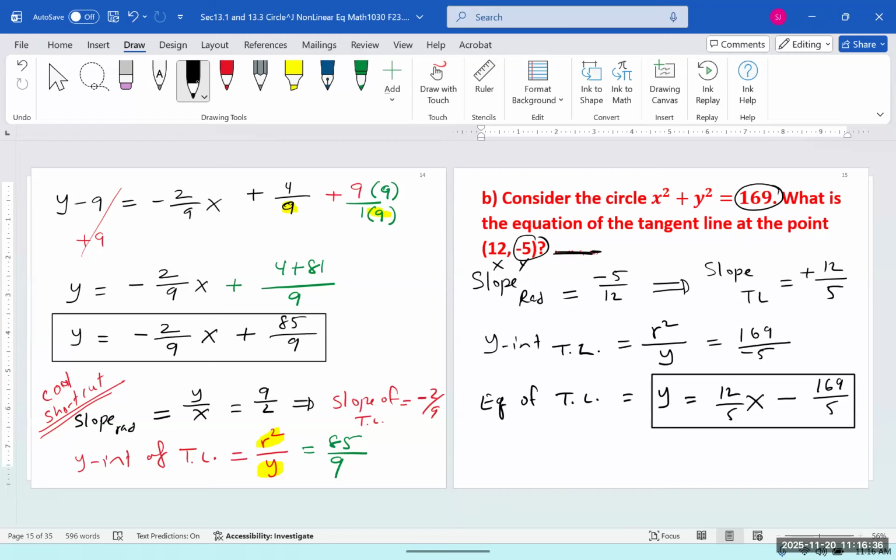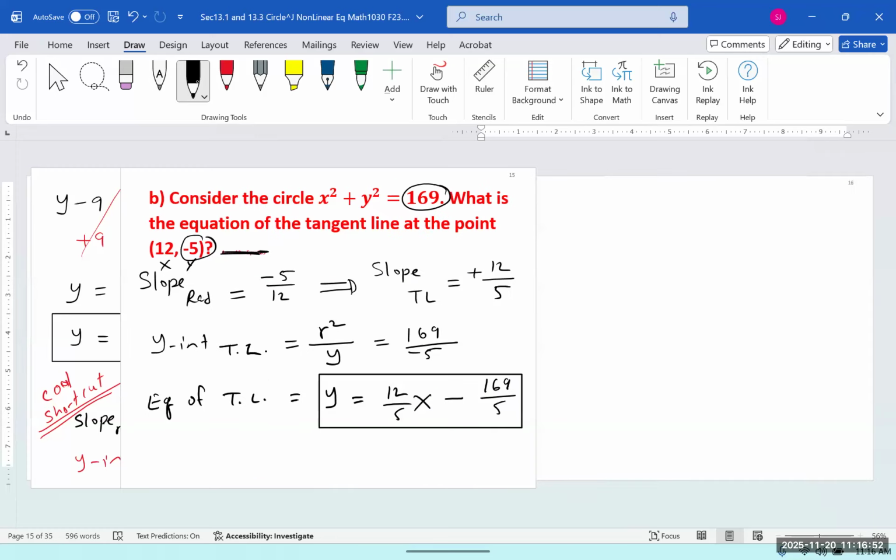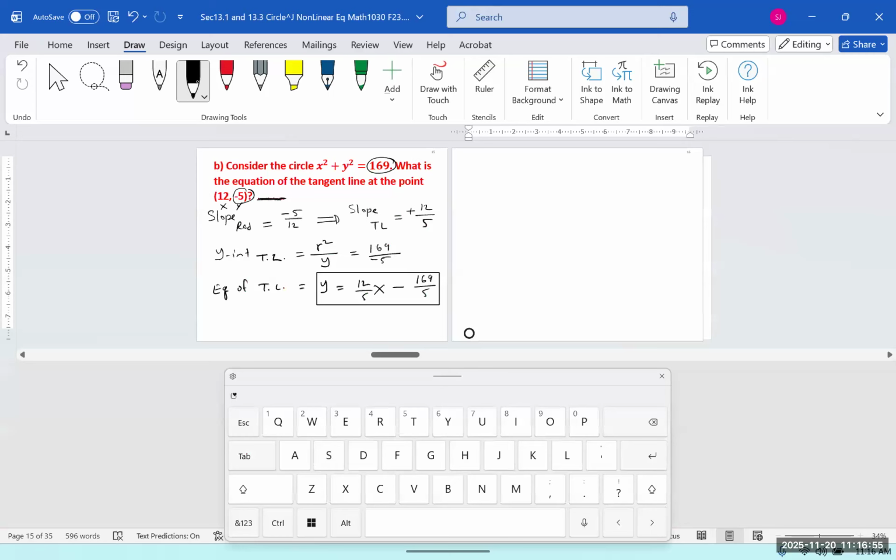Okay, any question? Any question on this? With this, we are done at 13.1. And now our last section of our syllabus, 13.3. Let's go to 13.3. Go ahead.